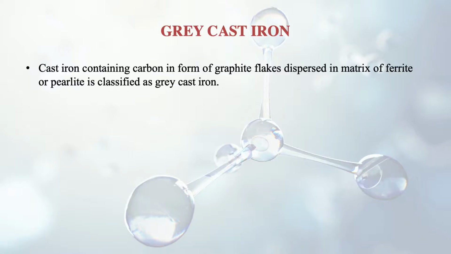After discussing the white cast iron, we now go on to grey cast iron, that is the cast iron which is containing carbon in the form of graphite flakes. So there are flakes. Flakes are like some small particles, you can say. They have a certain shape, and these are of graphite, and these are dispersed in the matrix of ferrite or perlite. Thus they are called the grey cast iron.